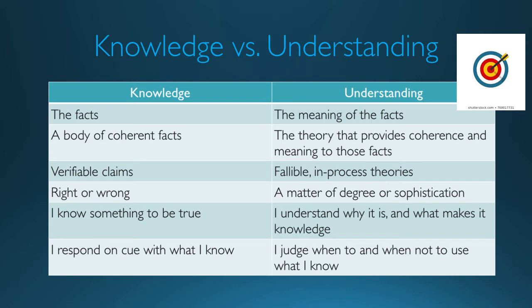For example, knowledge is just the facts, a body of coherent facts, verifiable claims, what's right or wrong, or you know something to be true. But understanding is interpreting the meaning of the facts, the theory that provides coherence and meaning to those facts. The fallible in-process theories, a matter of degree or sophistication, and understanding what is and what makes it knowledge, and a judgment as to when and when not to use what they know.